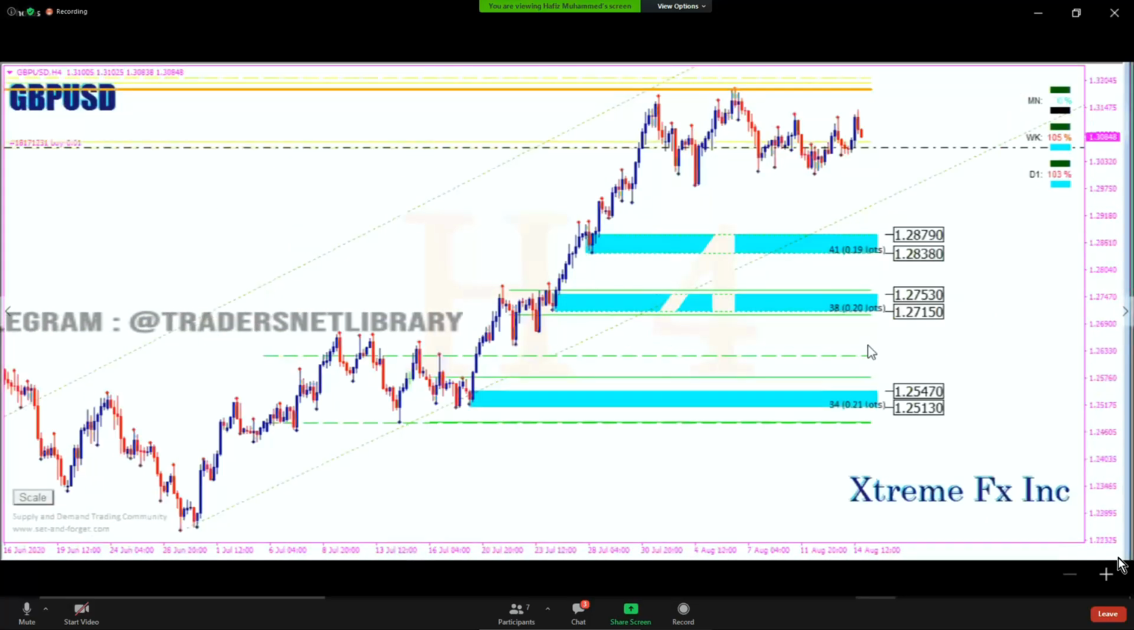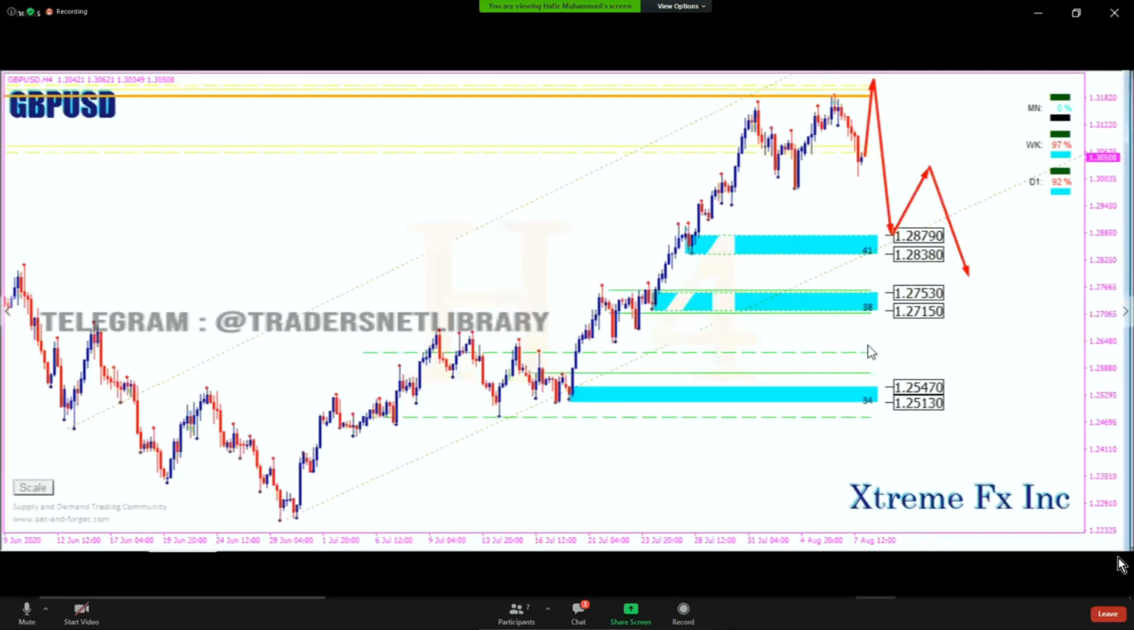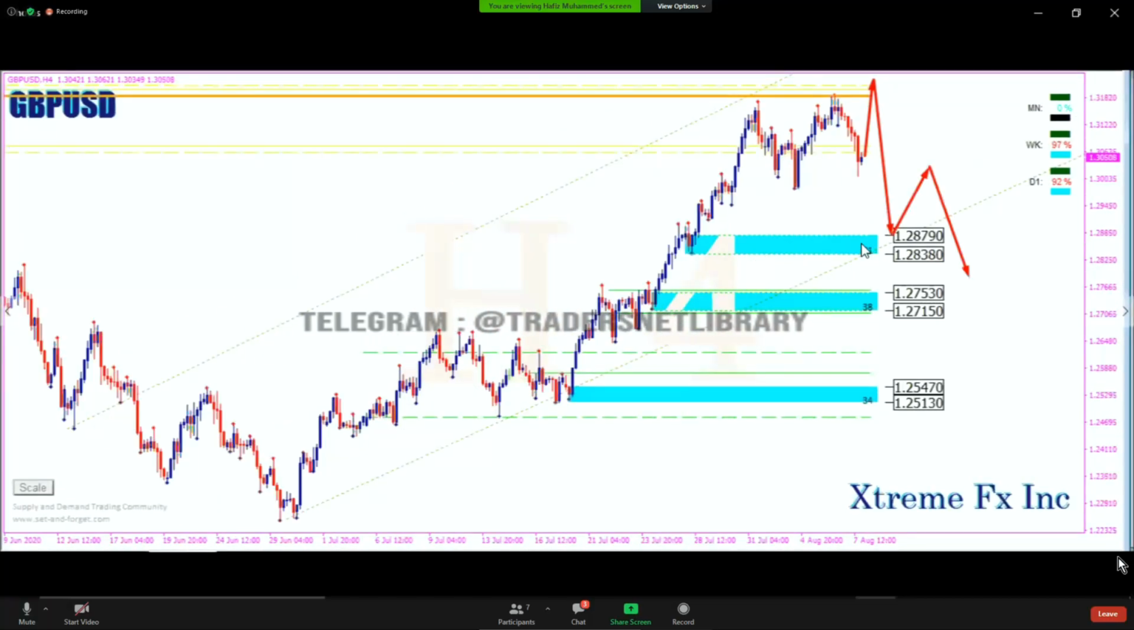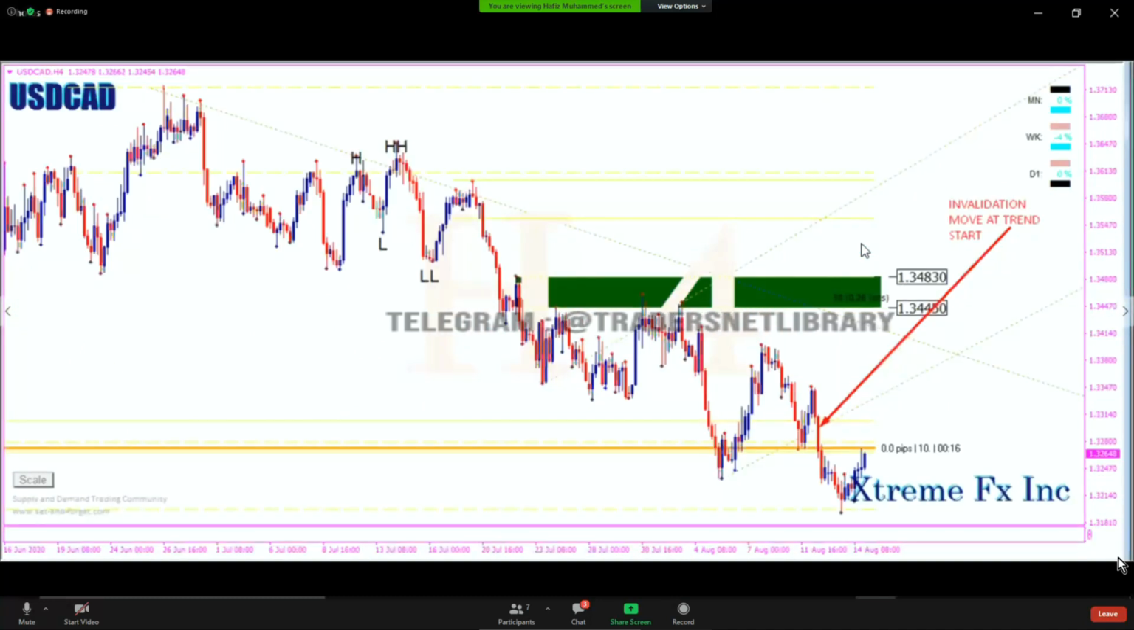So we can see GBP USD. This one didn't give us any good reaction as expected, but I expected a retest of these highs here, and then I expect the price to drop down and try to realign itself. All right. This was an invalidated setup.